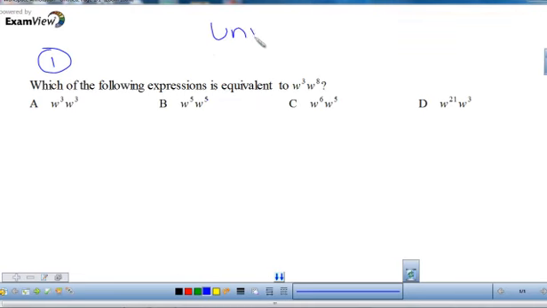Okay, this is Unit 9 review for Algebra 1. First question, we need to find which expression is equivalent.